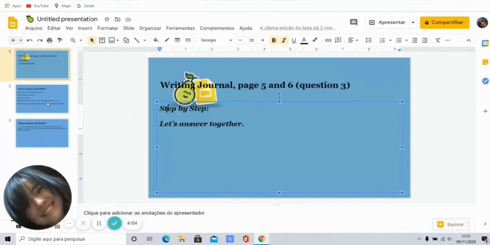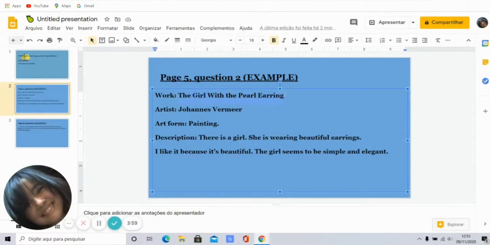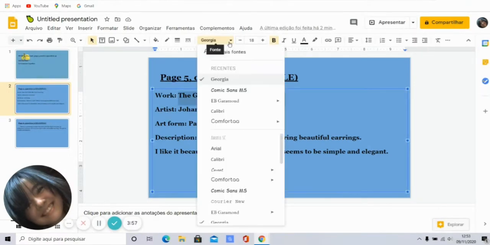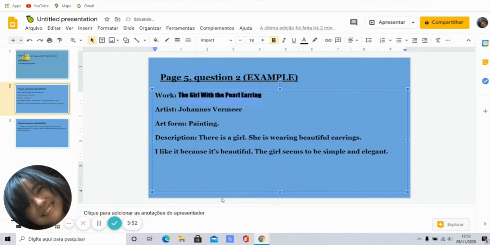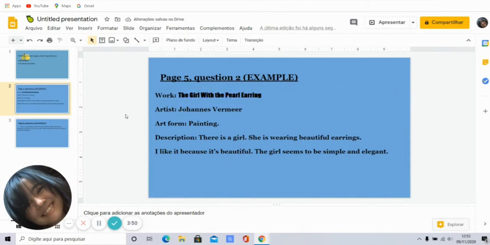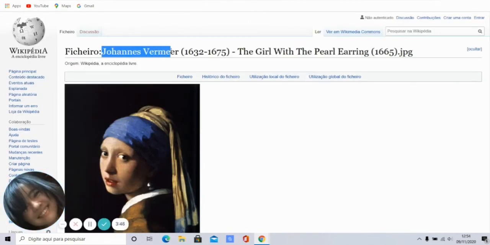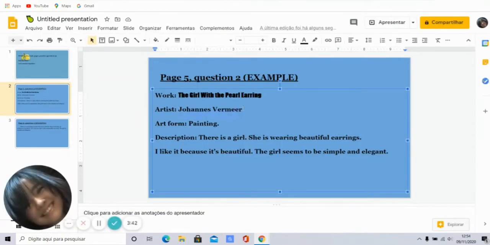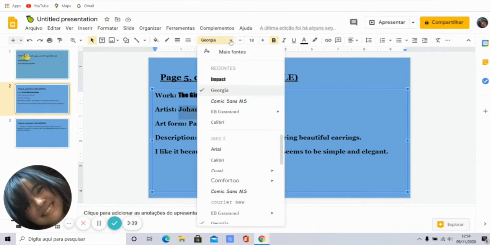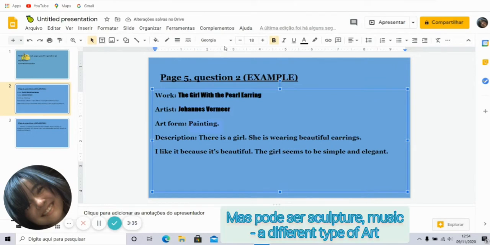So let's pretend that this is my book. Work, the name. Remember the name of the work. The name of the work, there it is. The Girl with the Pearl Earring. Artist. This is the artist. This one is the artist. So we are going to write, okay. Art form. Painting.